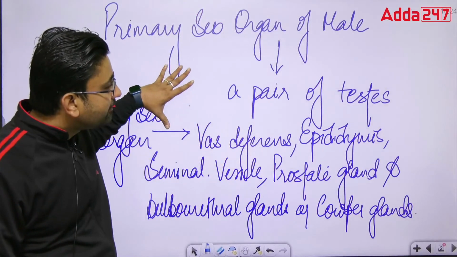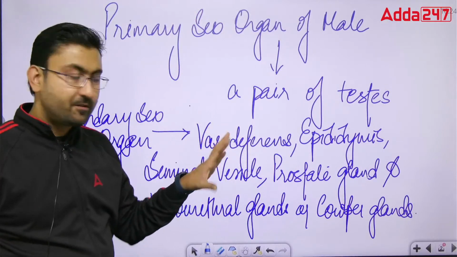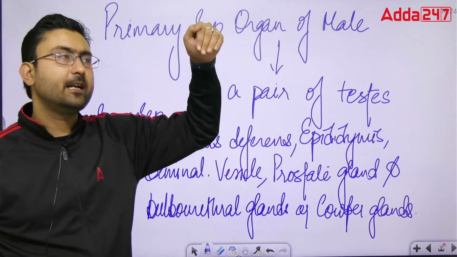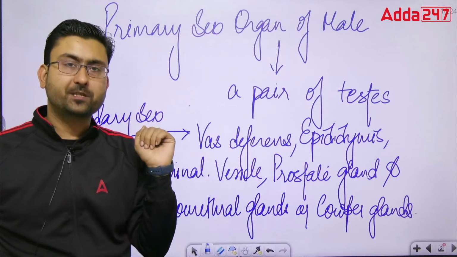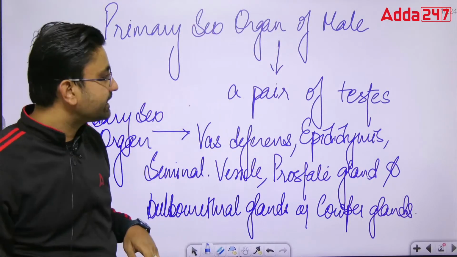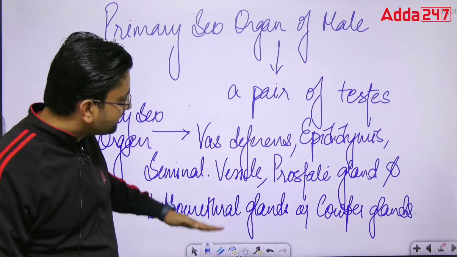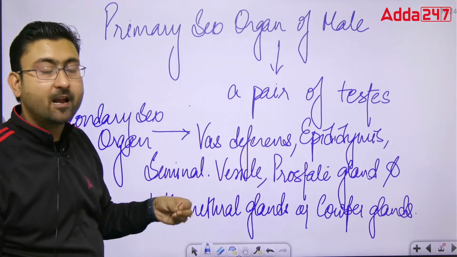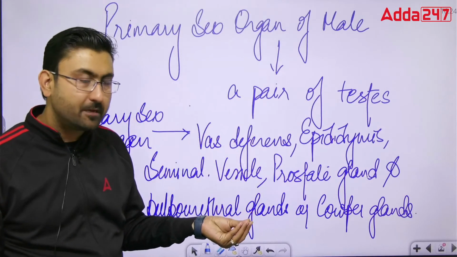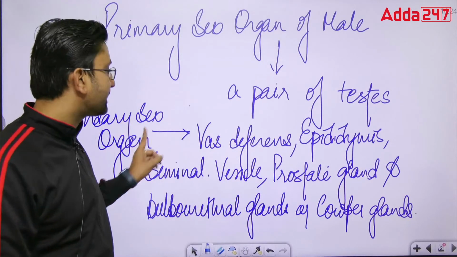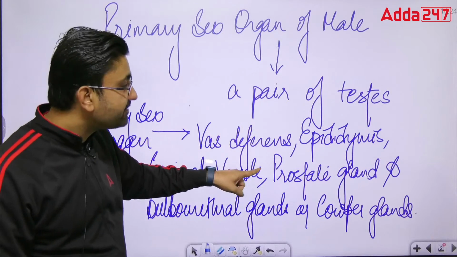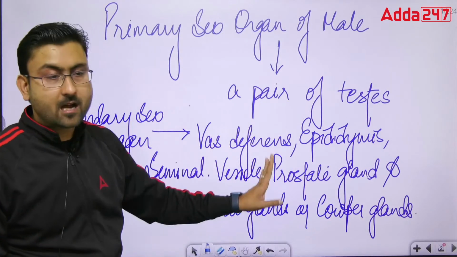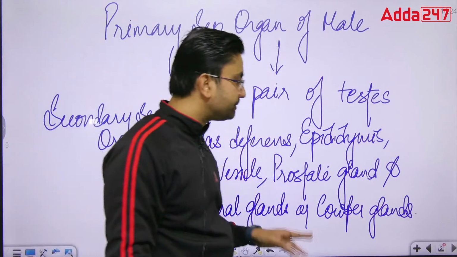And the sperm, which will further migrate into the ejaculatory duct, will receive secretions from the prostate, bulbourethral glands and seminal vesicle. These organs which support the transport and form the passage of these gametes are called secondary sex organs, which are vas deferens, epididymis, seminal vesicle, prostate, bulbourethral glands and Cowper glands. I hope it is clear to every one of you.